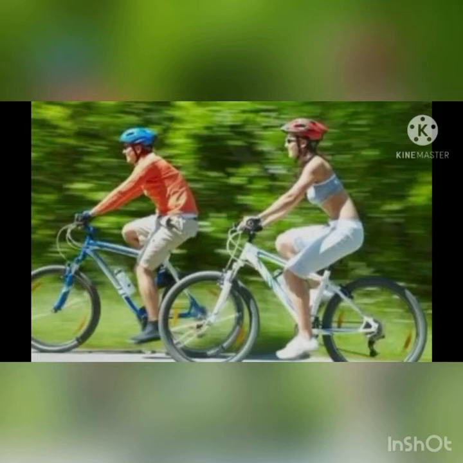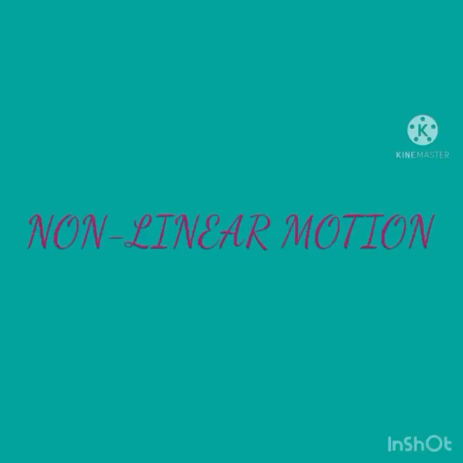Maybe now the boy is in front and the girl is behind, but after some time it may happen that the girl comes forward and the boy moves behind. Such changes are not the same. When the distance traversed by an object along a straight line in a unit time keeps on changing, this motion is called non-uniform linear motion.